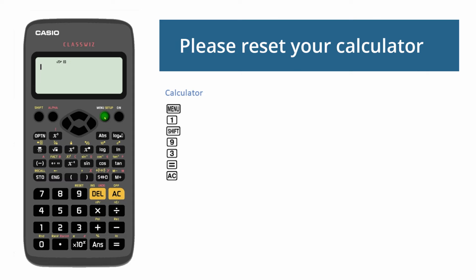Before we start, let's reset your calculator so that it works in exactly the same way as in this video. Firstly, turn your calculator on. If the menu isn't showing, press Menu and then 1 to choose Calculate. Now press Shift 9 3 equals followed by AC to complete the reset.